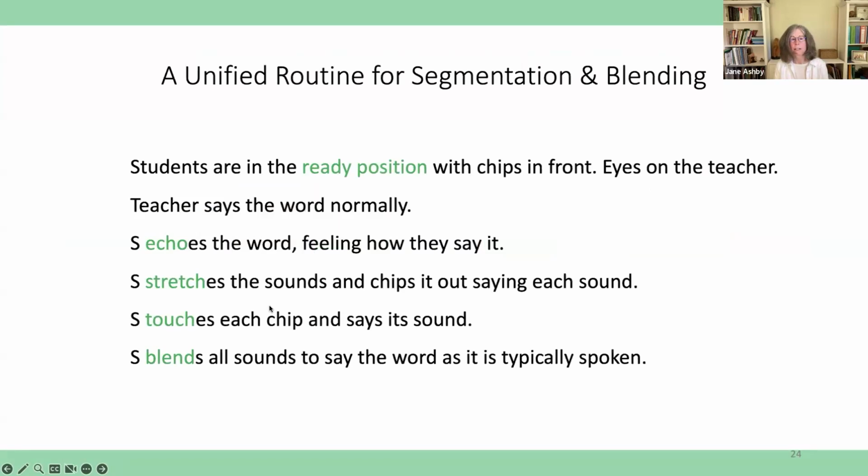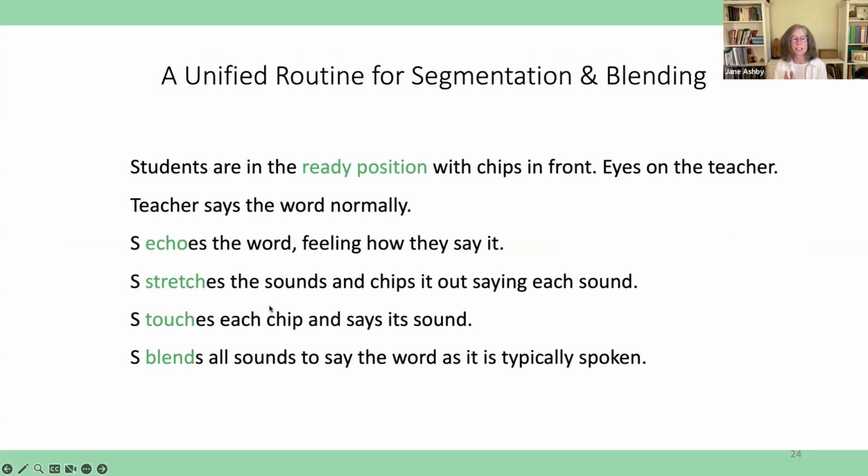So this is the unified routine that we use for segmentation and blending. Okay, so students are in the ready position with the chips in front of them. Their eyes are on the teacher. I'm big on the ready position because if they're not ready, right, the whole thing goes by. So ready position, eyes on the teacher.